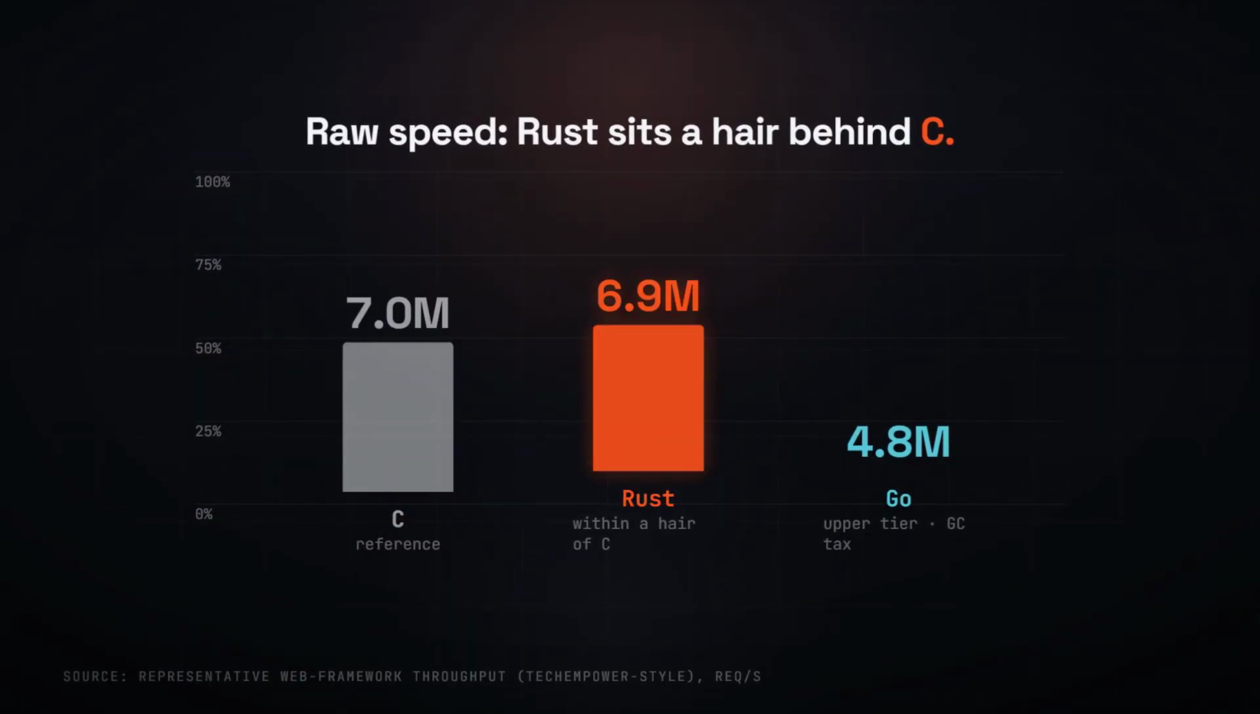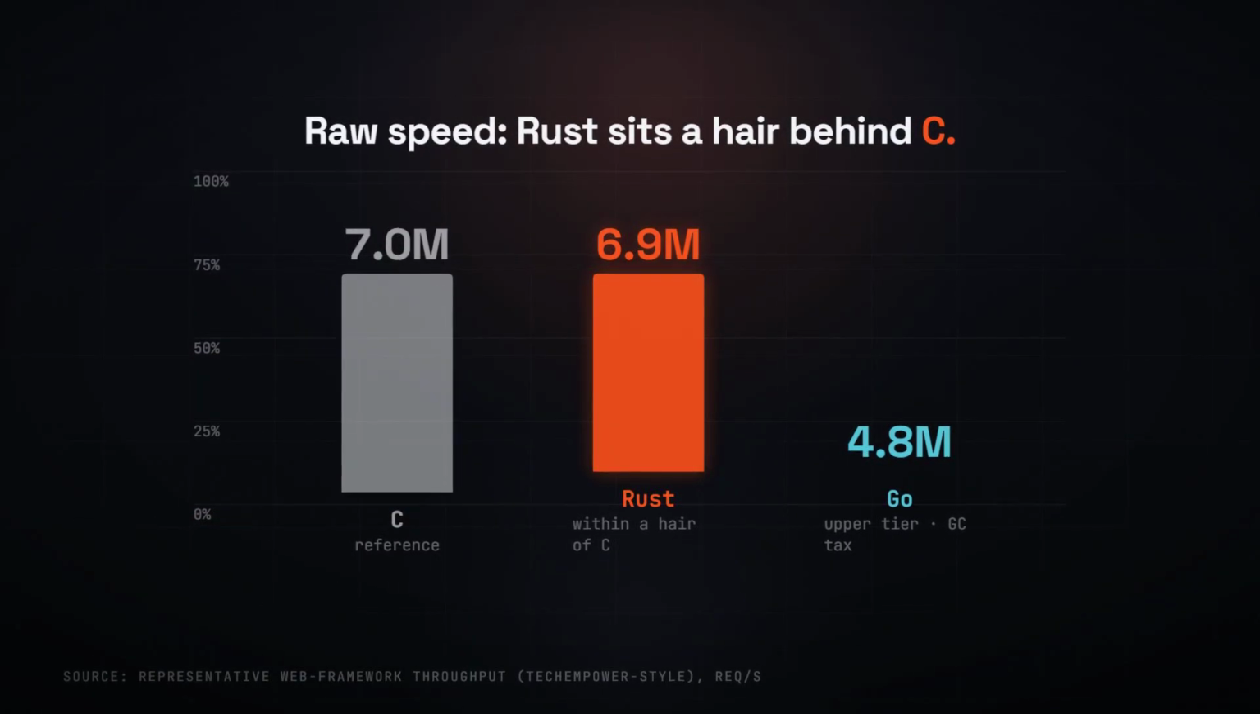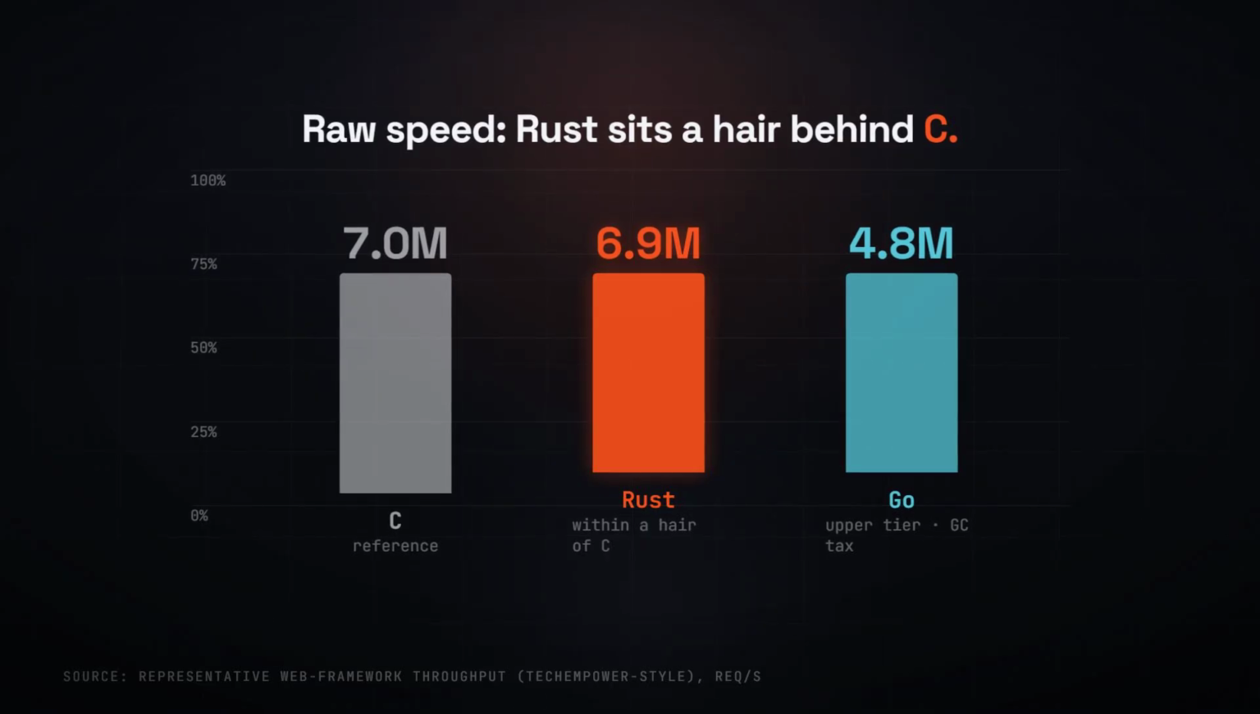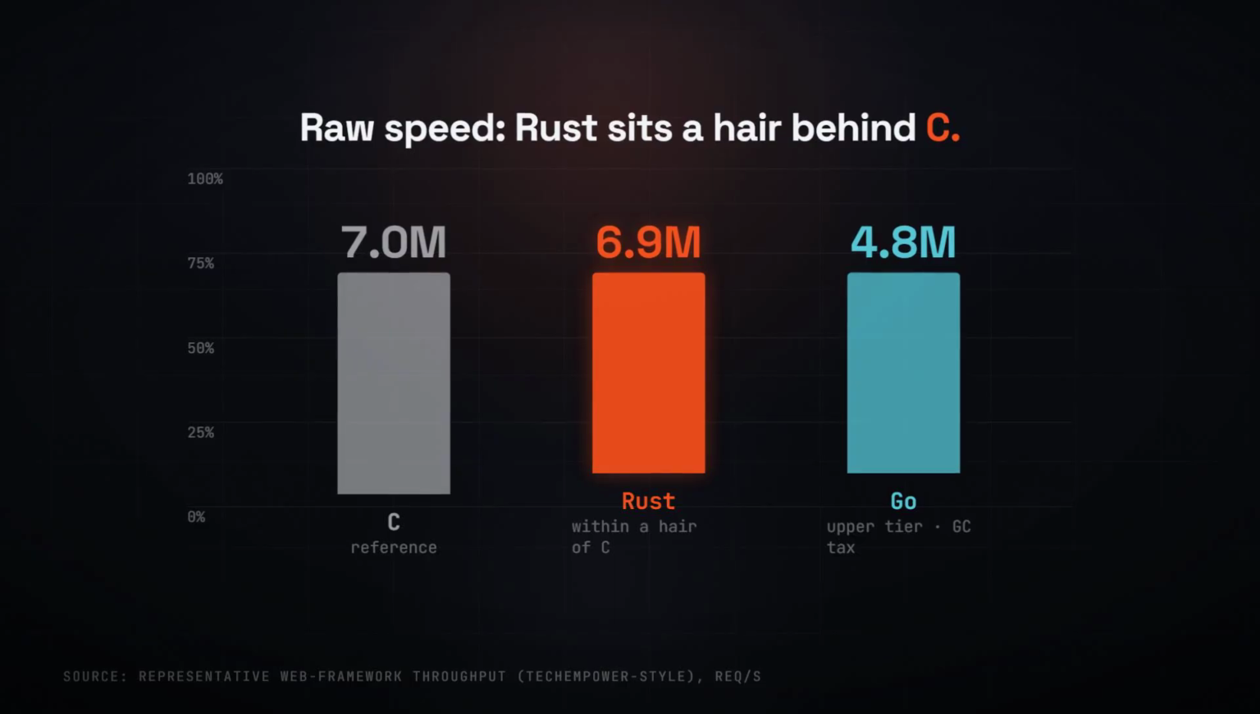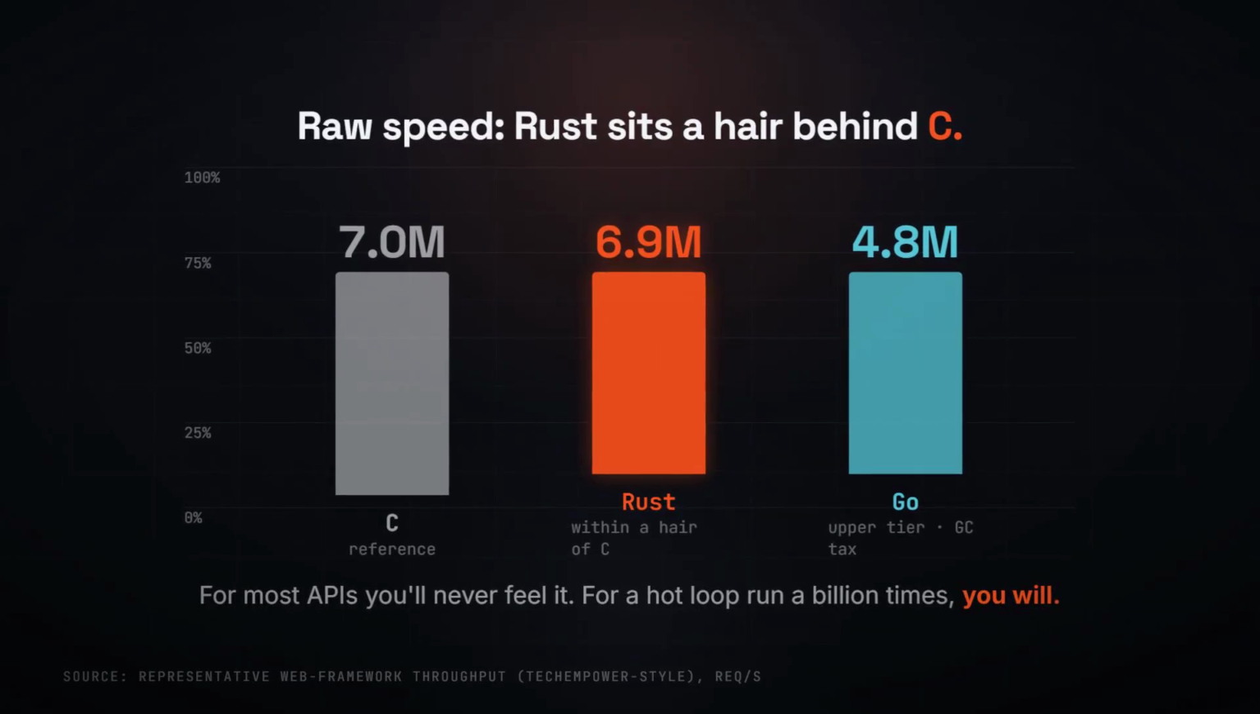Raw speed. On the standard web server benchmarks, Rust frameworks sit at the very top, within a hair of C. Go is fast too, comfortably in the upper tier, but the garbage collector and runtime cost it a little. For most APIs, you will never feel the difference. For a hot inner loop that runs a billion times, you absolutely will.